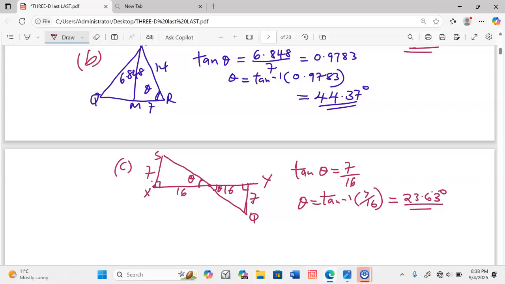We can as well get the length of SQ, and that SQ is going to give us SO, and from there we can now apply cosine rule to get the angle at this point O.